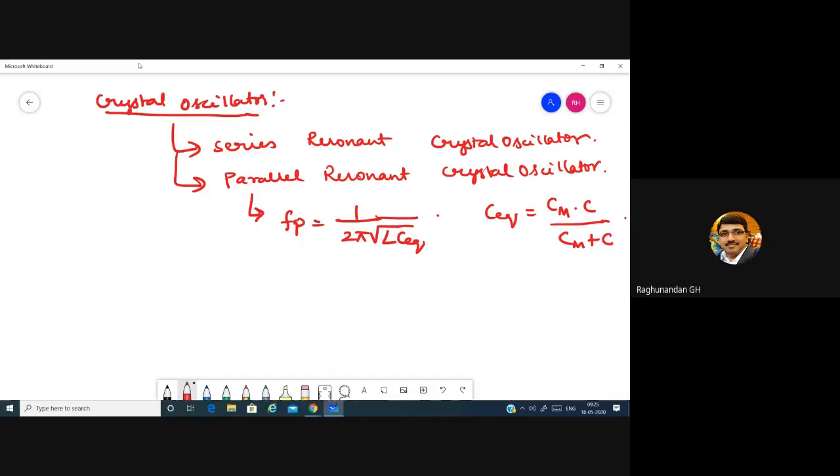Once I'm done with the syllabus, I'll start with some problem solving daily. So this is the crystal oscillator, where we have two types. In the next class, we'll discuss the two different types of crystal oscillators.